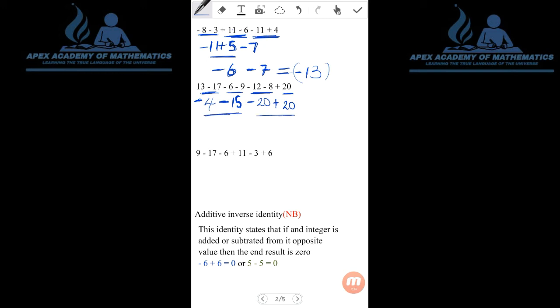Now what we have here is negative 4. These two have the same signs, so we're going to add both numbers, and that should give us 19. But is it negative or positive? It's going to be negative because both integers have the same signs. So we add and we keep the sign that is common amongst them.